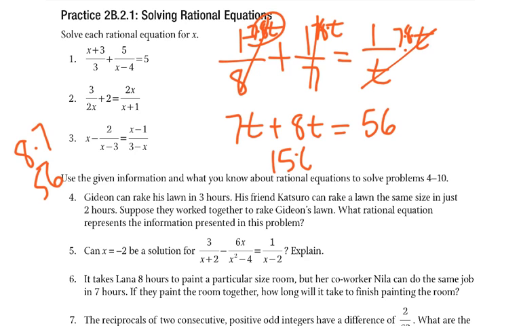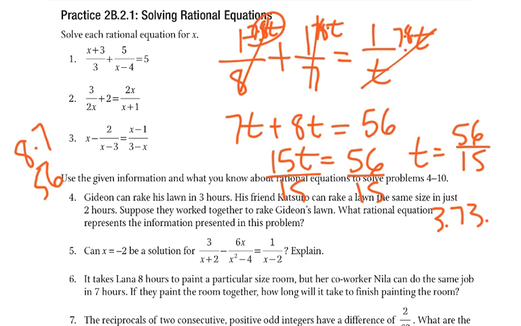Okay, so we get 15t equals 56, divide by 15, and we get t equals 56 over 15. Which, if we do that, we get like 3.73 something. But we could round it to 3.73 hours. Okay, 0.73 of an hour is almost a fourth. A fourth is 15 minutes for 1/4, so 3/4 would be 45 minutes. So about 3 hours and 45 minutes.